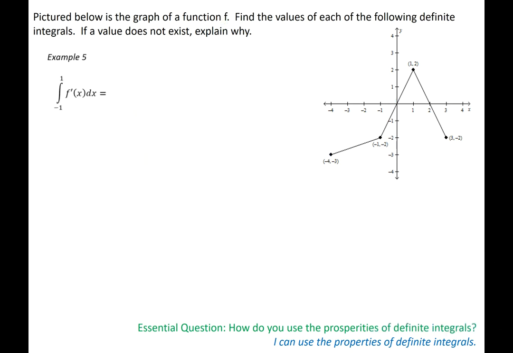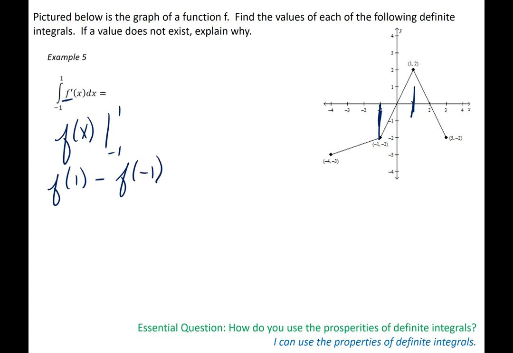So let's try this one. This time we've got to go from -1 to 1, but notice I am integrating f prime, not f. When I integrate f prime, and we don't have a corner in there, so we're good, I get back to f, and I'm going to go from -1 to 1. So the fundamental theorem says I plug those in, so I'm going to go f of 1 minus f of -1.